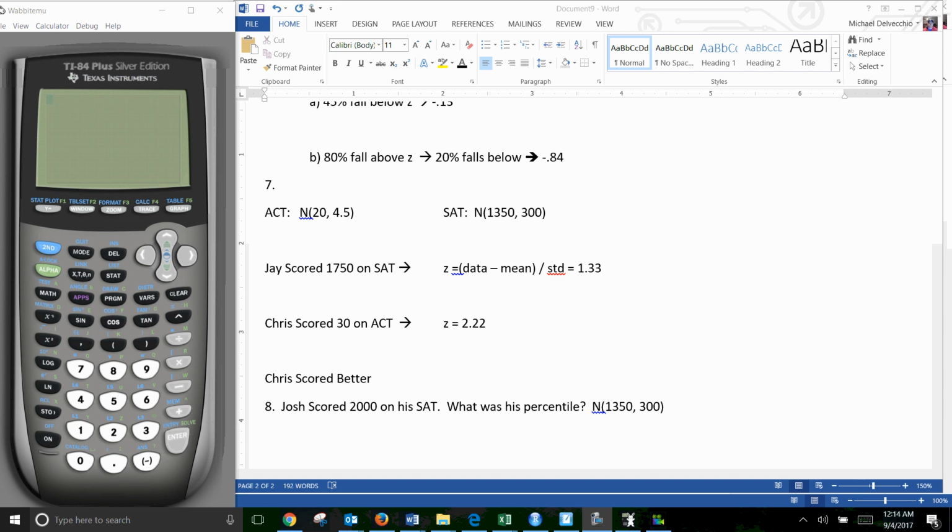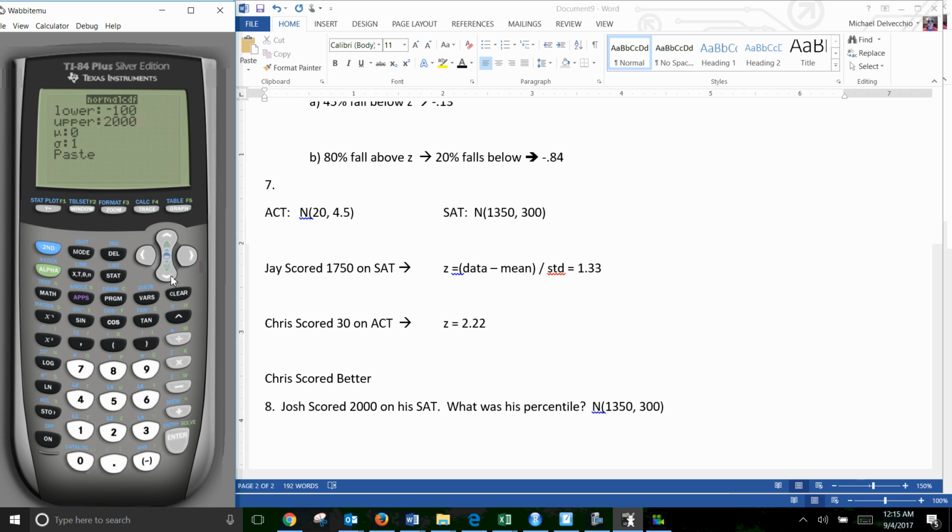So Josh scored 2,000 on his SAT, and we want to know what his percentile was. Again, data is normal with a mean of 1350 and a standard deviation of 300. So what we're going to do is go into our calculator and do second vars, normal CDF. So we want to know what the probability is to the left of this. So here we use negative 100 for our lower bound, since we're going to be looking to the left. For our upper bound, we're going to put the 2,000.